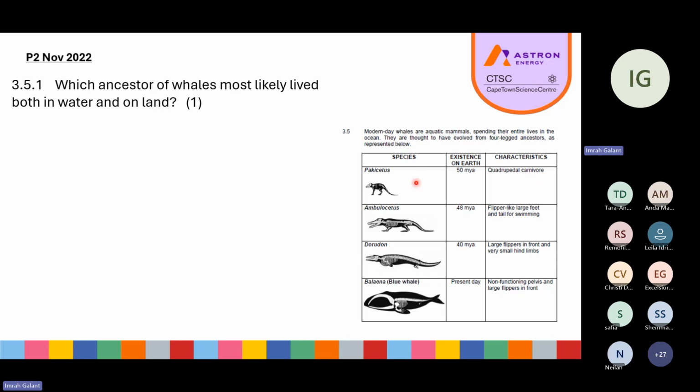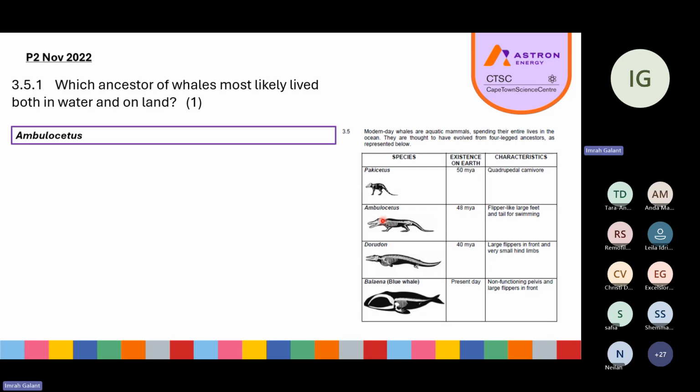So they said over here, your Pakicetus, that was a quadrupedal carnivore. Your Ambulocetus has flipper-like large feet, meaning it occurred on land, and a tail, meaning it occurred in water. You have your Dorudon, large flippers in the front, meaning that maybe they occurred more in the water, and very small hind flippers. Then you have your blue whale, non-functioning pelvis, and large flippers at the front, meaning they mostly occurred in the ocean. Okay, so which ancestor of whales most likely lived both in water and on land? That would be the Ambulocetus.